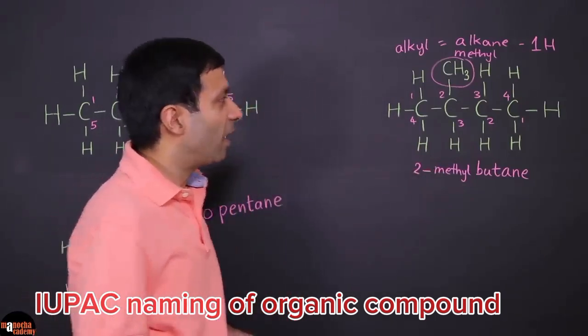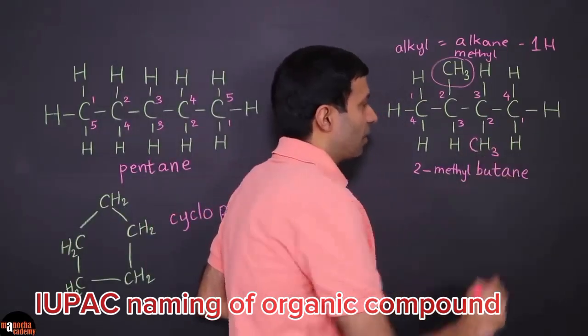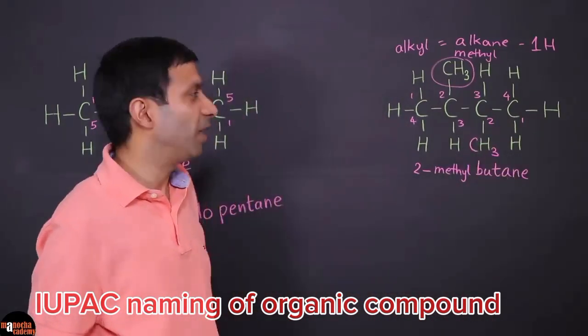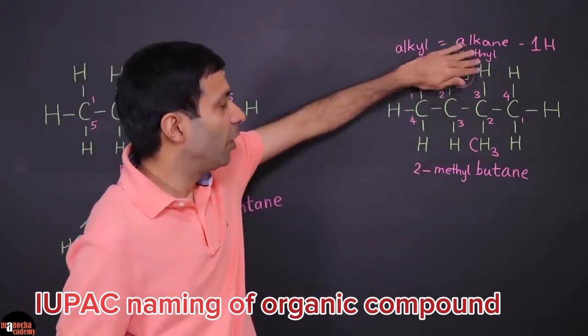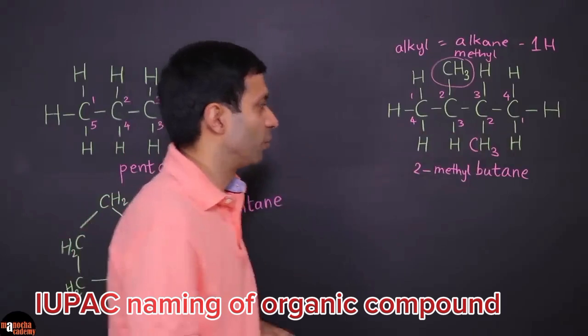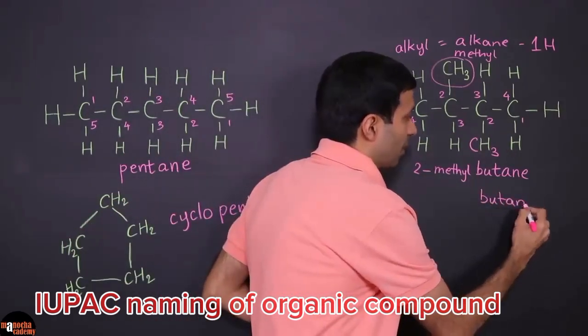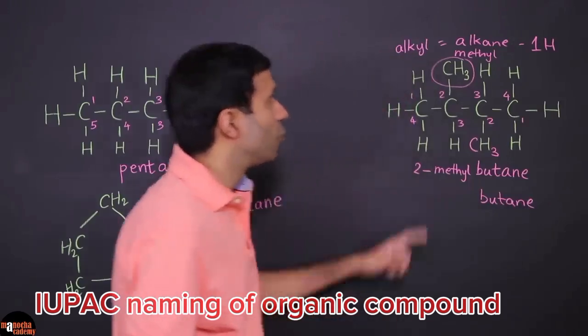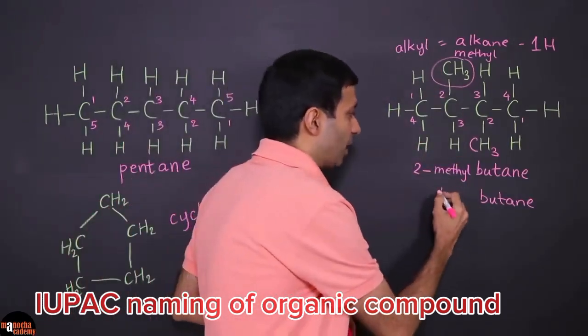But let's say we had another CH3 over here. So can you guess what will be the name here? So let's work it out again. First, the trick is to ignore these attachments. So it's basically a butane. And we have 2 methyls in here. So that's going to be a dimethyl.